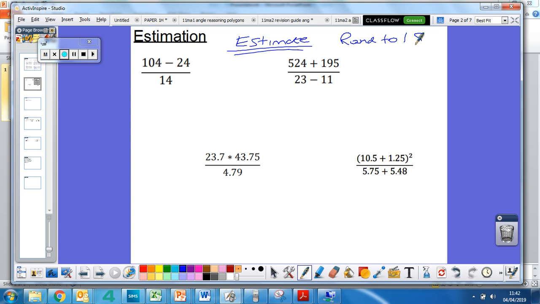Round to one significant figure. Because if you do make that connection, and maybe a flashcard's needed to do that for you, estimation, what do you do? One significant figure. You've got to get that just in your long-term memory.